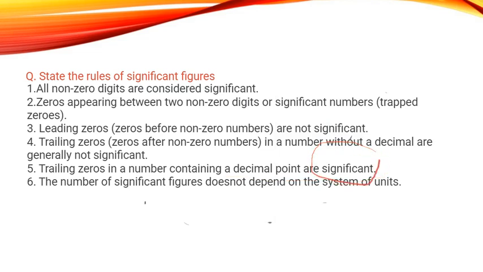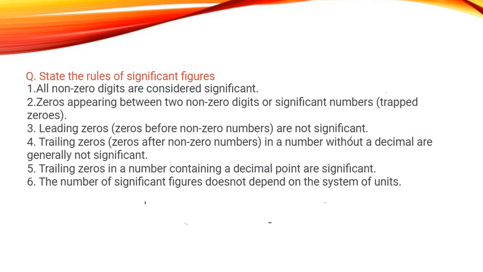Okay, so there is a difference between this point number 4 and point number 5. What is the difference? Here the trailing zeros become insignificant when there is no decimal, but they will become significant when you have a decimal point. So this condition is very important. Whenever you see a decimal point, you will start giving importance to the zeros as well. But if there is no decimal, that means if there is no value beyond this point, then those zeros will become insignificant. Fine.